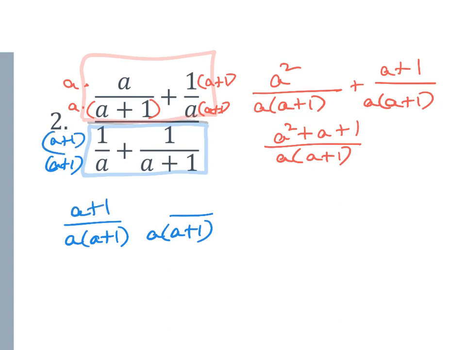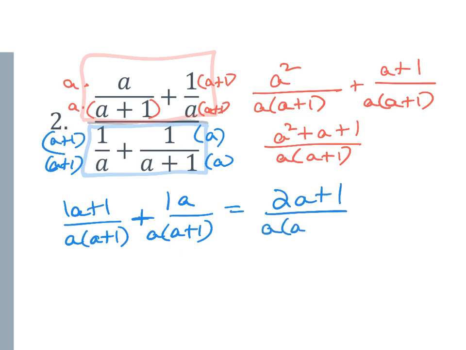So let me write that, because 1 times anything is itself. So 1 times a plus 1 is just a plus 1. And over here, this one's just missing the letter a. I now can add my numerator, and I get 1a plus 1a is going to be 2a plus 1 over the a times the a plus 1. So here is my simplified denominator, and here is my simplified numerator.